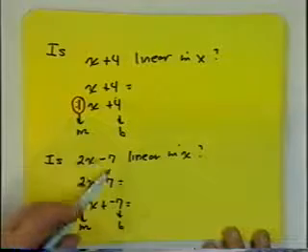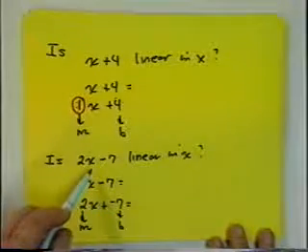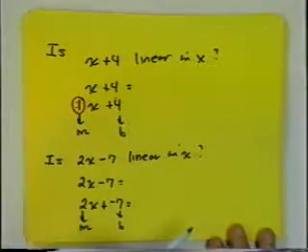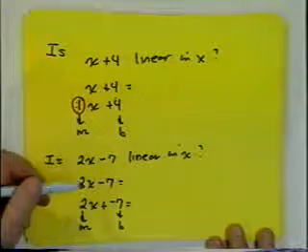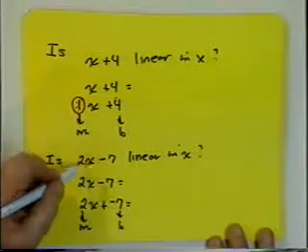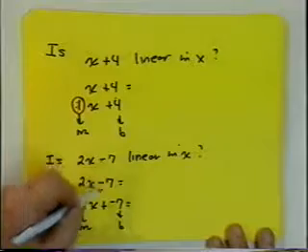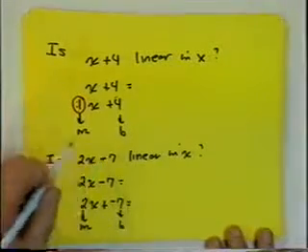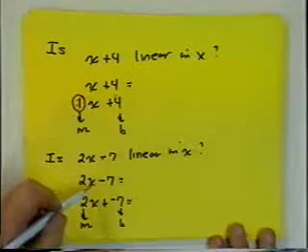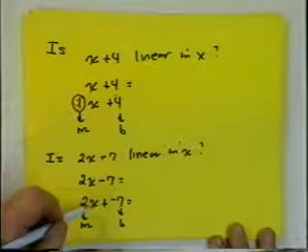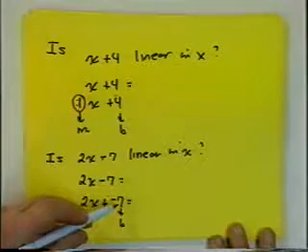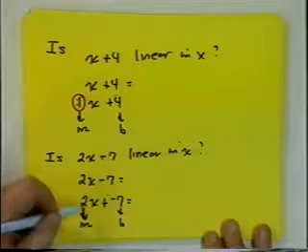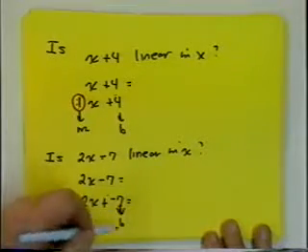Here's one that's a little bit tricky. This one says, is 2x minus 7 linear in x? To be linear in x, what form does it have to have? Something times x plus a constant. This is minus, isn't it? But don't we know from our rules that 2x minus 7 is the same as 2x plus the opposite of 7? Therefore, m is 2 in this case, and b is negative 7.